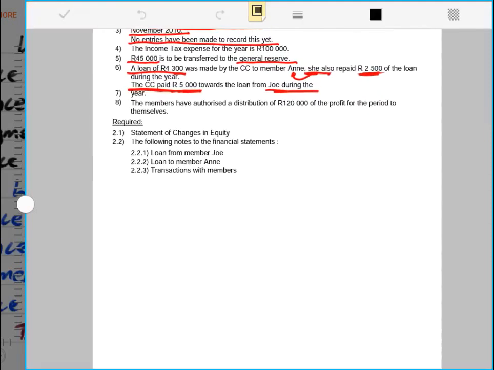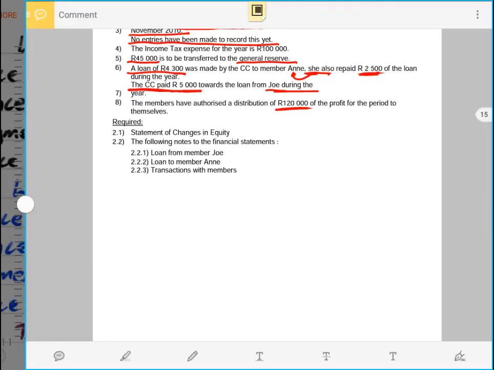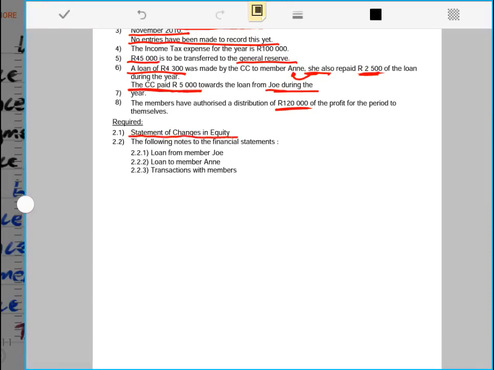Number 8 tells us that the members have authorized a distribution of 120,000 rands of the profit for the period to themselves. So now the members decided to distribute a portion of the profit to themselves. This will affect the retained earnings column in the statement of changes in equity, and it will have to be a negative because money is taken from the profit and it is distributed and paid directly to the members. Then we are required to do the statement of changes in equity for the closed corporation.